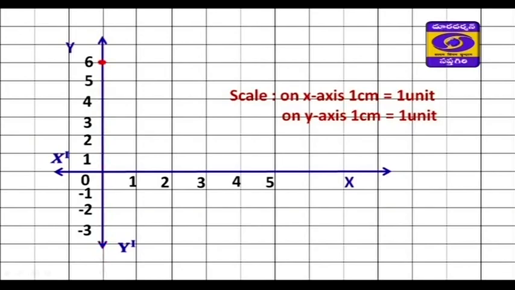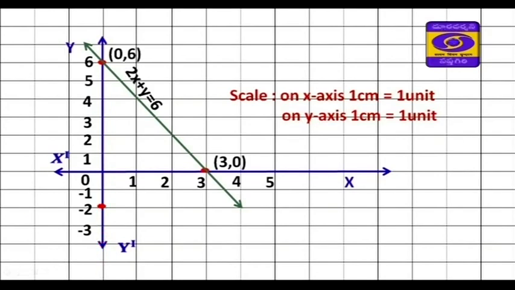Then the first point is 0, 6, and the second point is 3, 0. This is the first point, that is 0, 6, and this is the second point, 3, 0. If we join these two points, we will get a straight line. Now, I am going to show the name of this line. This line represents this equation, that is 2x plus y equal to 6.